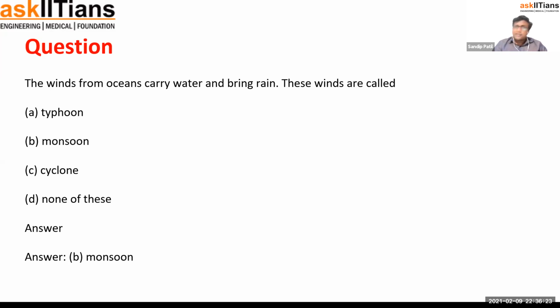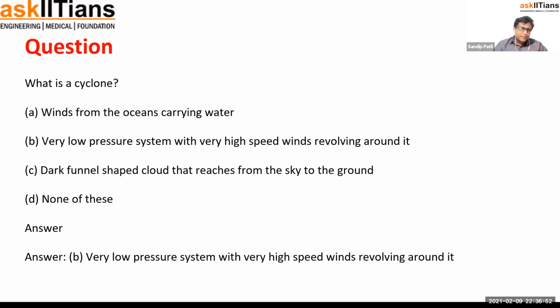Then monsoon, yes. When we say the winds from the oceans carry water and bring rain, I told you earlier also that those winds or the warm air which is going upward is going to carry water content. Right? So winds which are already on the ocean are going to carry the water, right? And once the water gets some cold there, it freezes, then we are getting rain like that. And those winds are actually called monsoons.